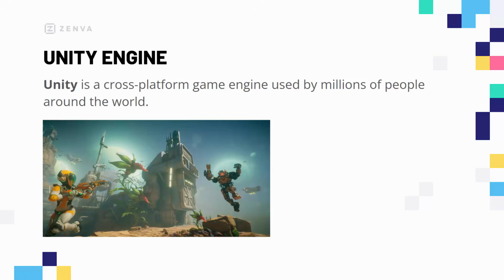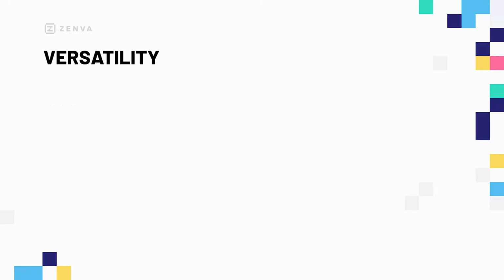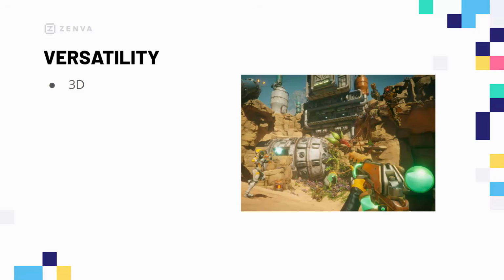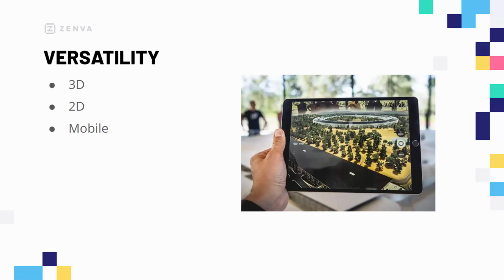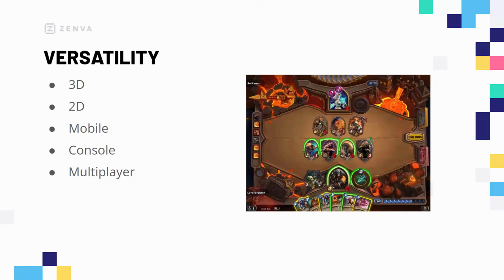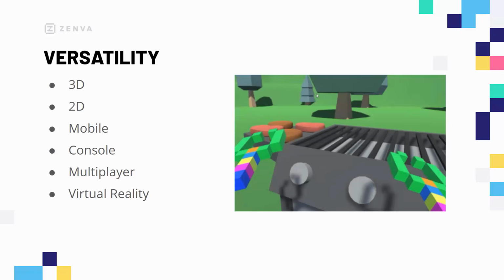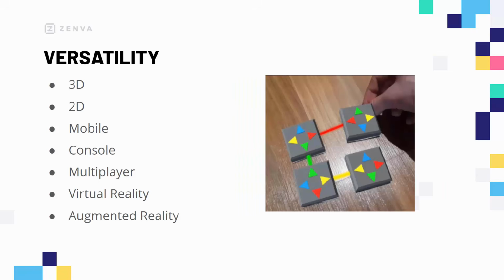Now, Unity is a cross-platform game engine which is used by millions of people around the world. Okay, it is the most popular game engine, and more than half of the mobile games you see on the App Store were created using Unity. So, Unity also is very versatile, and this basically means that we can create any sort of game ranging from 3D to 2D, mobile, console, multiplayer, virtual reality, and even augmented reality games, okay?